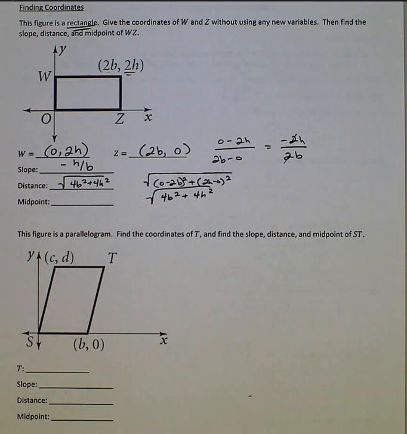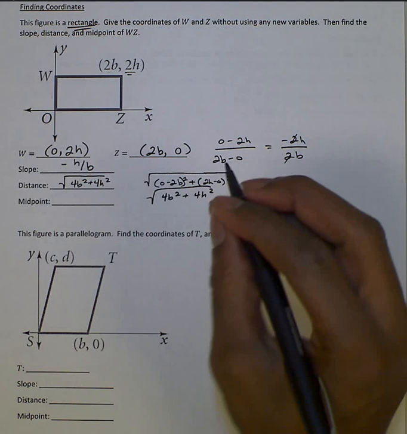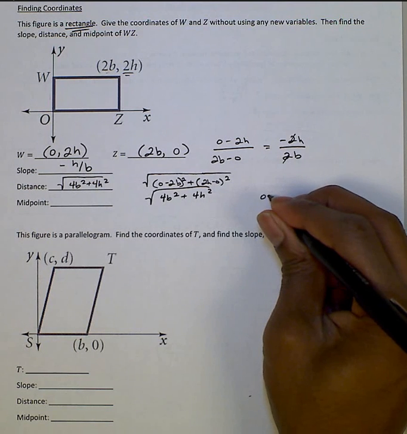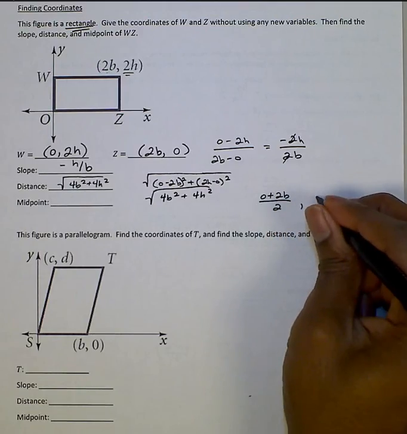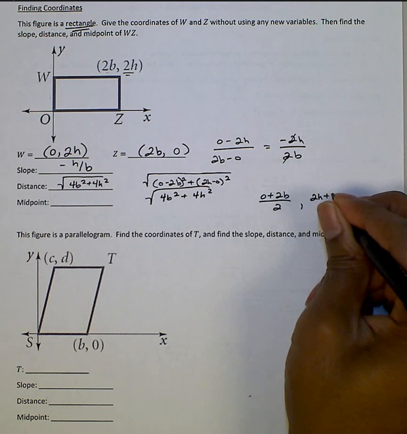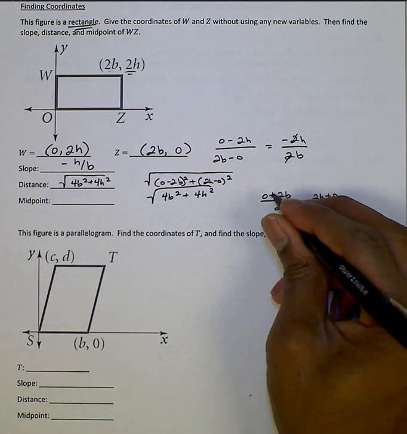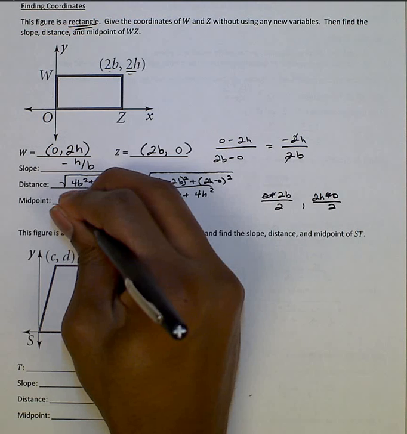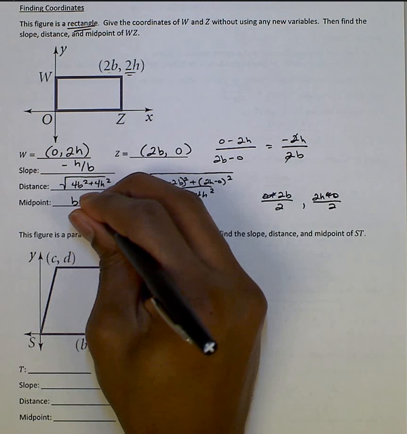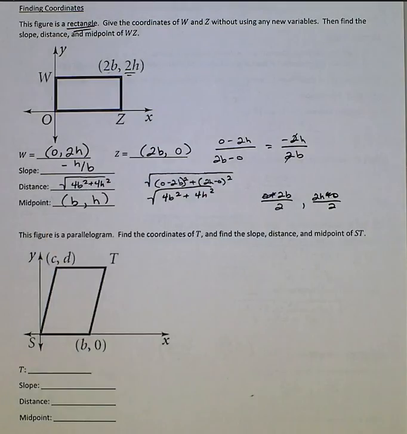And then finally, the midpoint. And remember, the midpoint is just the average of the x values and the average of the y values. So midpoint, average of the x values, again, I have 0 plus 2b over 2. And then I have 2h plus 0 over 2. So with the zeros, they're basically not there. 2b divided by 2 gives us b. 2h divided by 2 gives us h. So we're able to find the slope, the distance, and the midpoint of WZ.